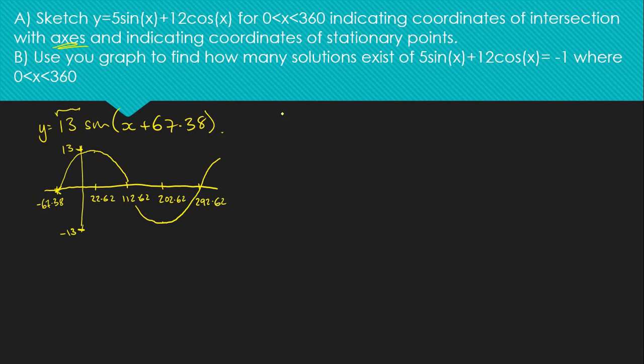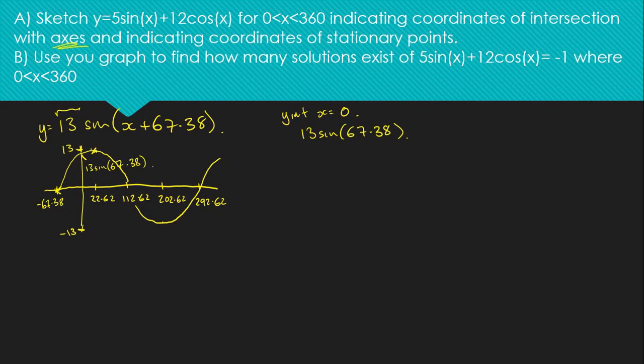Well, the y-axis occurs when x equals 0. So the y-intercept is when x equals 0. So we've got 13 sine of 67.38, which you could work out as a decimal. You could chuck it into your calculator and find out what that is, and give the coordinate for it. For me, I'm just going to put it as 13 sine of 67.38, but a decimal is absolutely fine as well.